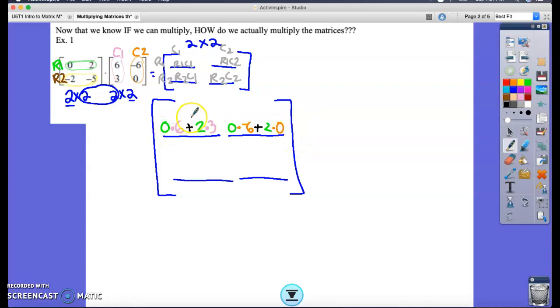Now, if you notice, the rows repeated because I did all of row 1. So now I'm going to come down here and do row 2 with column 1. I'm going to take the negative 2 and the negative 5 and match them with column 1, which are the pinks, 6 and 3.